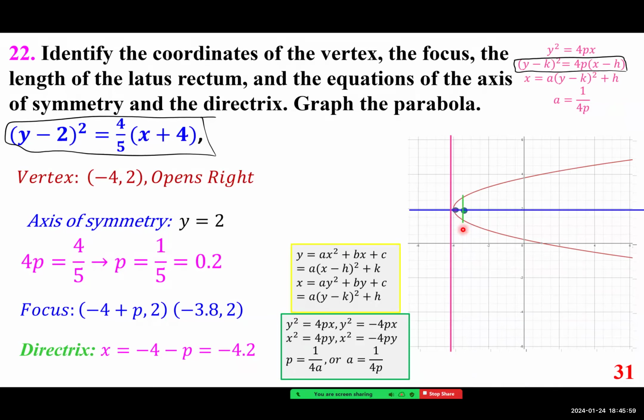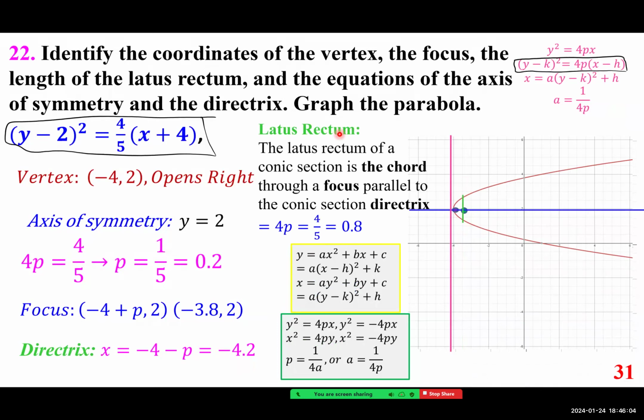This distance is called the latus rectum, okay? Reminding you of the definition. And it's equal to 4p. 4p is 4/5 or 0.8.